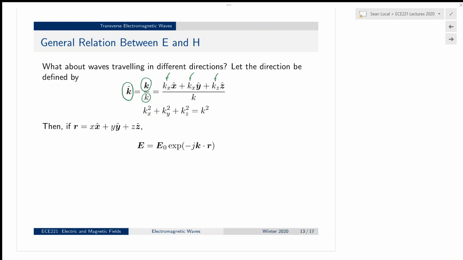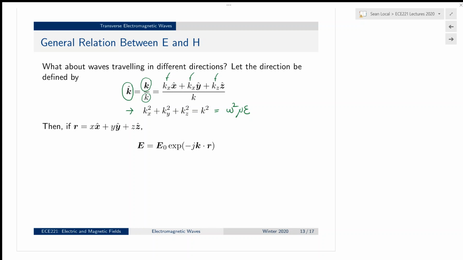So that's expressed with this relation here, which is the square of the length. The square of the length, which is k squared, must be equal to the sum of kx squared, ky squared, and kz squared. So this is equal to omega squared mu epsilon, right? Because we know that k was previously defined as omega times the square root of mu epsilon. So this is how we define the direction of travel of our plane wave.